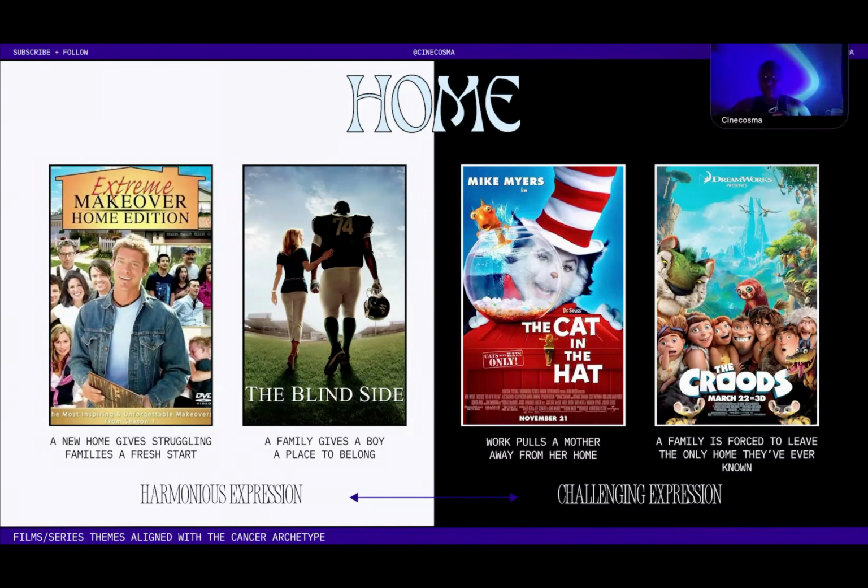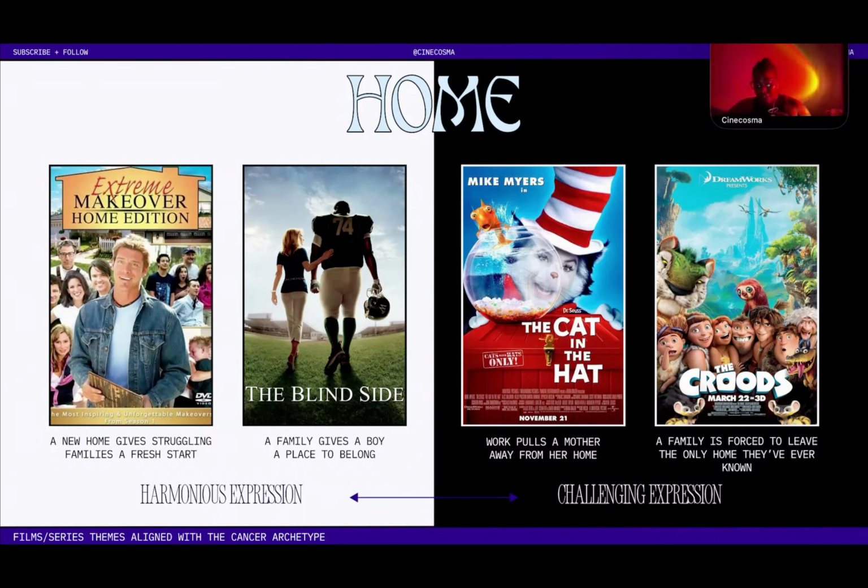And so next we have The Blind Side, which is a completely different vibe. I still think it connects to home, but it's a completely different vibe than Extreme Makeover Home Edition. So essentially, The Blind Side is a story about a family who gives a boy a place to belong. Again, you could argue that this connects to family as well, but you could also say that it connects to home, because essentially what you're seeing here is a football player who was homeless and a football player who was in need of a home.